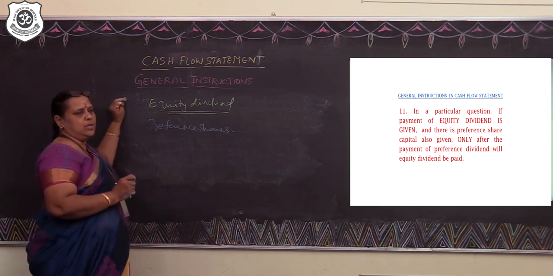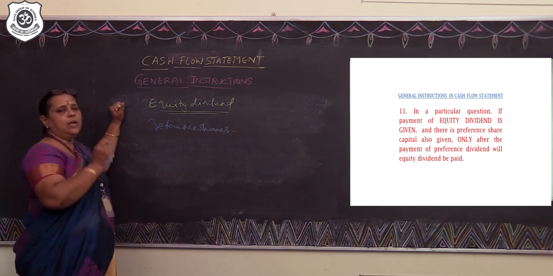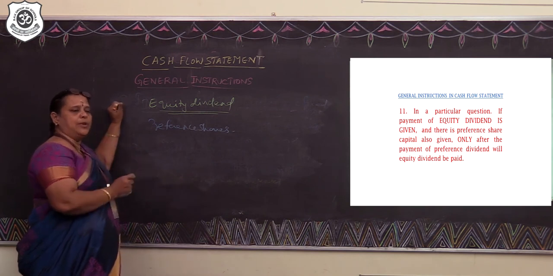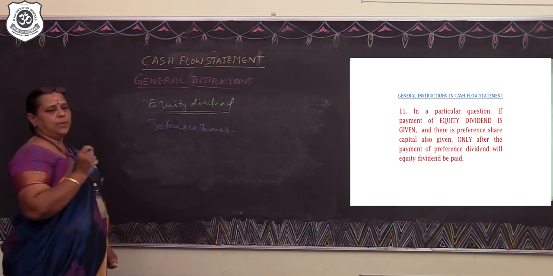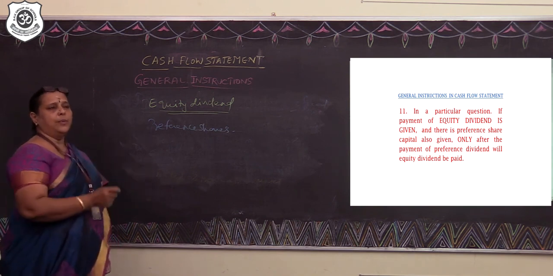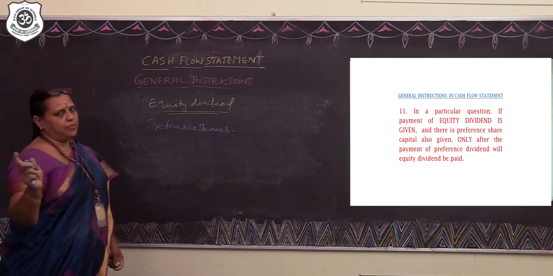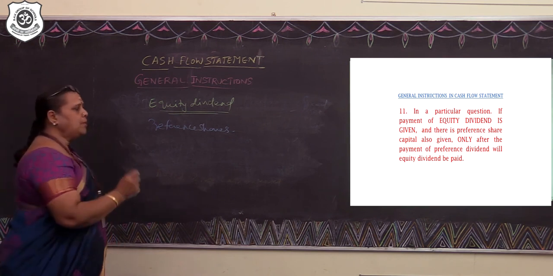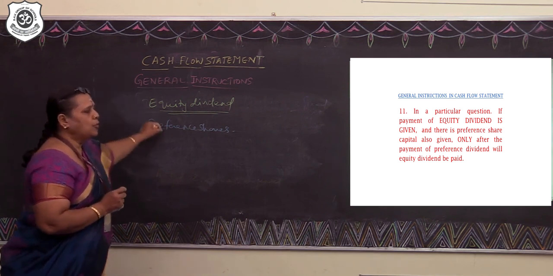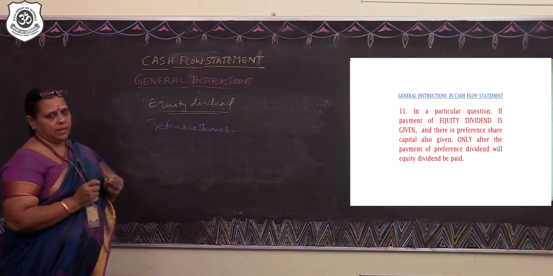In a particular question, when you have equity dividend to be paid, check immediately if in the given balance sheet there is preference share. If there is preference share capital, check if there is a prefixed rate of dividend. In that case, the company will have to pay preference dividend, then only pay equity dividend. It is implied information. Therefore, after meeting the dividend on the preference shares, the company will go for equity dividend. So, this is another instruction to be taken care of.